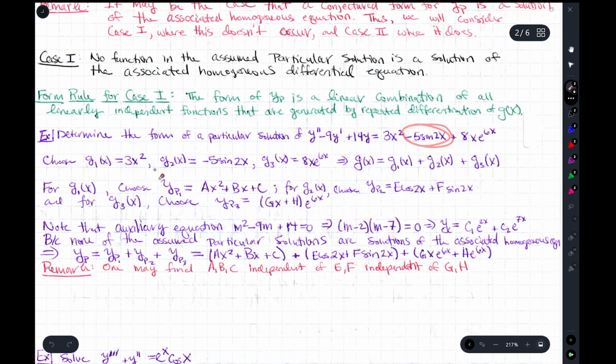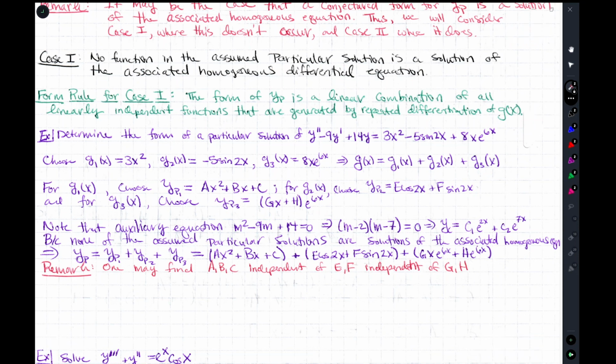We're going to look at this and we're going to call this g2 of x, okay? And what particular solution form should we guess for that? Well, we're going to say yp2 is equal to E cosine 2x plus F sine 2x, okay? And finally, g3, 8x e to the 6x, we're going to guess a form here that corresponds to this, okay? So y particular here has that form.